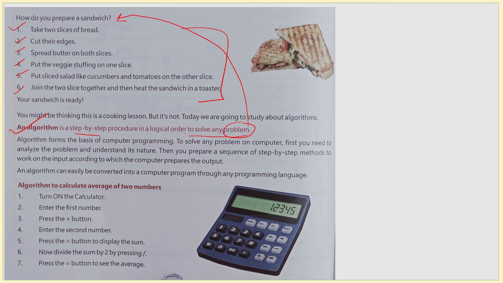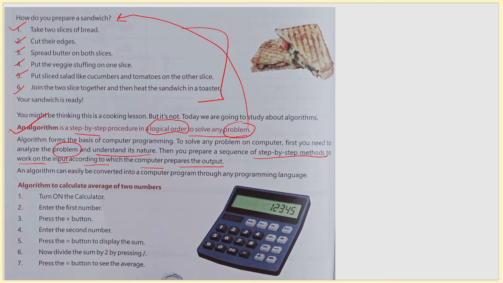So an algorithm is a step by step procedure in logical order to solve any kind of problem. Order should be correct in a logical manner. Algorithm forms the basis of programming language. To solve any kind of problem, first you need to analyze the problem and understand its nature. Then you have to prepare a sequence of step by step methods to work on the input, according to which the computer prepares the output.